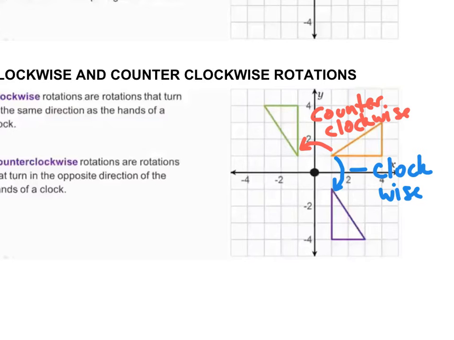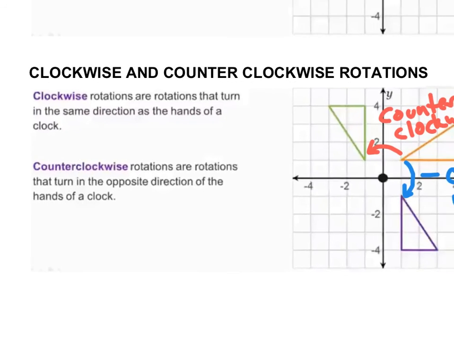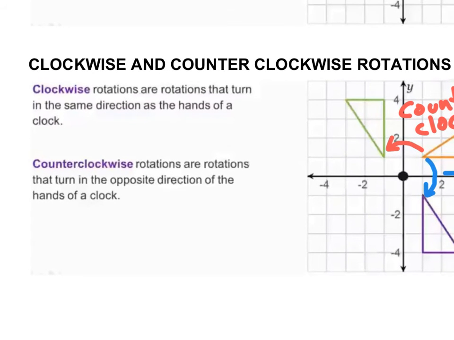Now, when we talk about degrees and how much we turn these, counterclockwise has a positive degree rotation.